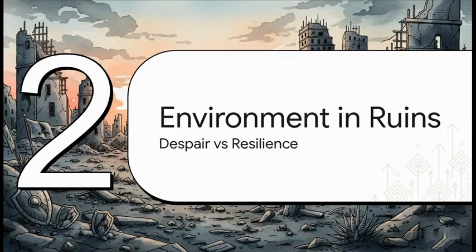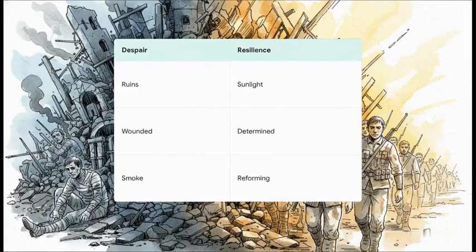Section 2. An environment in ruins, despair versus resilience. This brilliantly illustrates the exact visual tug-of-war happening within the text. On one side, we have elements of despair, the ruins, the wounded, the smoke, and those exhausted faces. These words anchor the scene heavily in tragedy and recent violence. But directly opposed to them are the elements of hope and resilience, sunlight breaking through, determined faces, and the act of reforming lines. By placing these dark elements directly against the hopeful imagery, the text creates this highly compelling mini-narrative out of minimal words. It's like the environment and the soldiers are in a dialogue, actively fighting back against the despair.